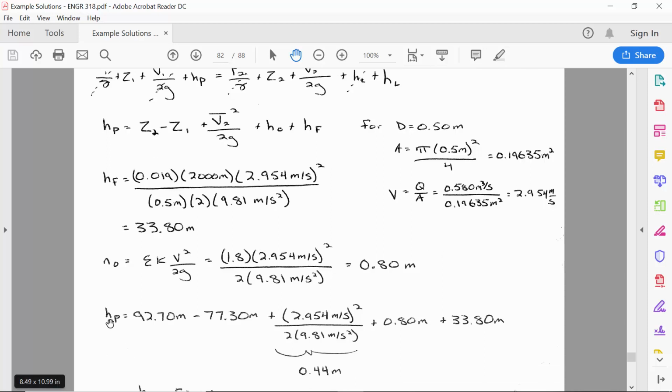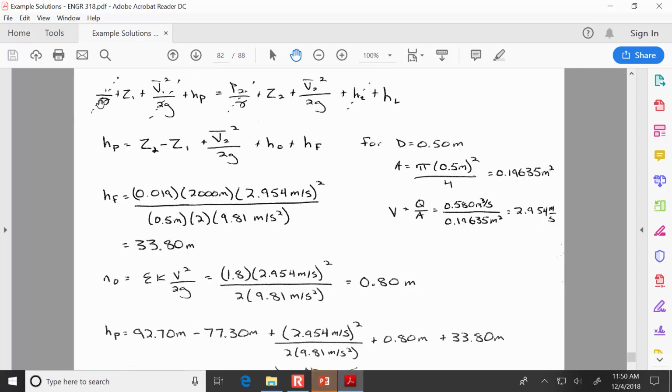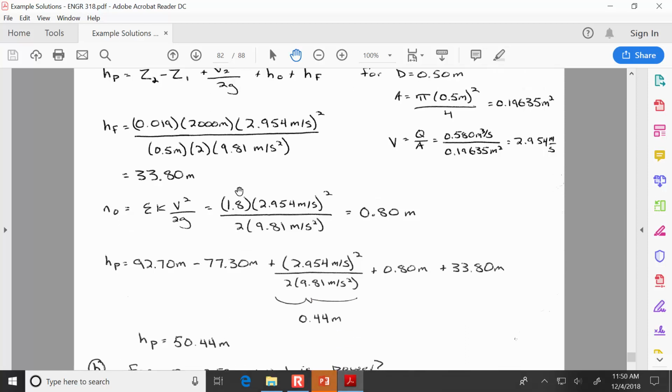So rearrange the energy equation to solve for a pump head, because here we can cancel out all of the terms where there's either no velocity, no pressure, there's no turbine, but there is a pump. So we rearrange that equation to solve for H sub P, and what you should get is 50.44 meters. So how many people got this or approximately this?